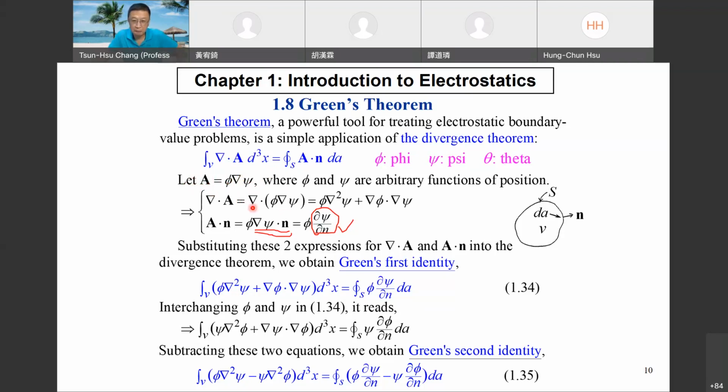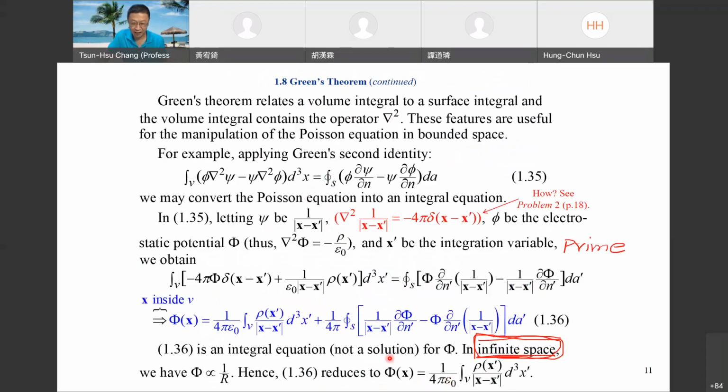But isn't it more generic to consider it with another scalar? Yeah, let me show you. We will show you next time, because phi will be the potential, and psi will be the Green function we are looking for. And the Green function is very easy, just like this one. That's the Green function, the simplest Green function.